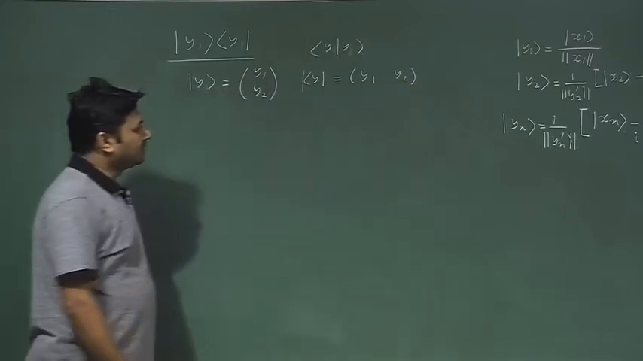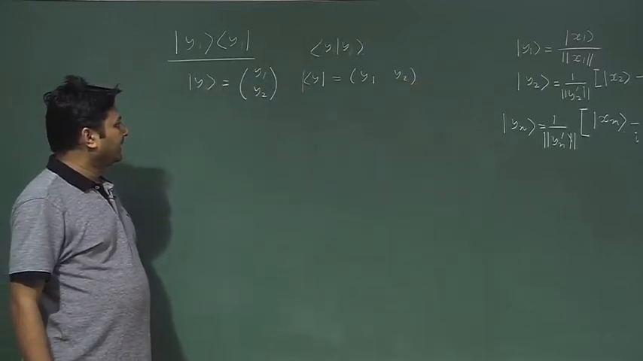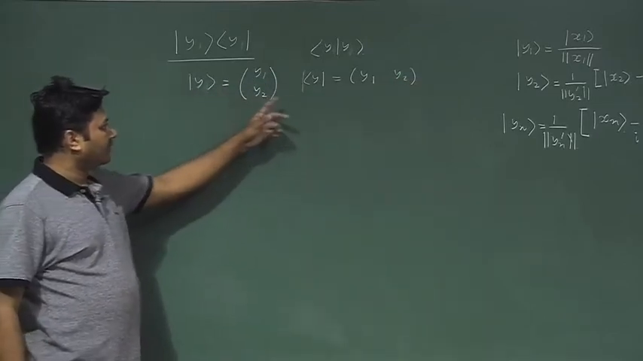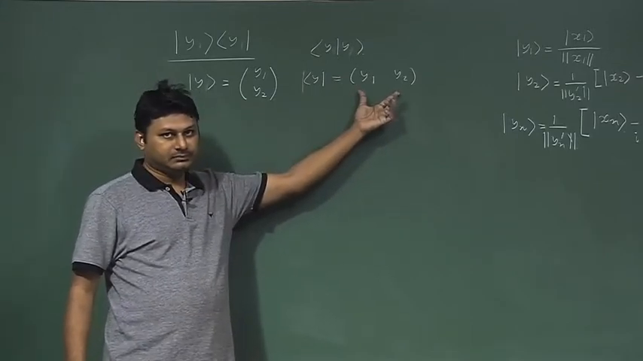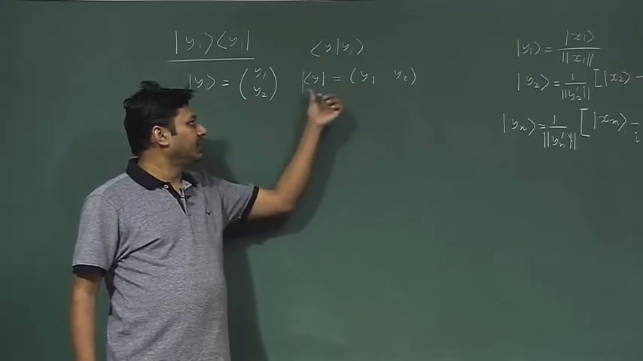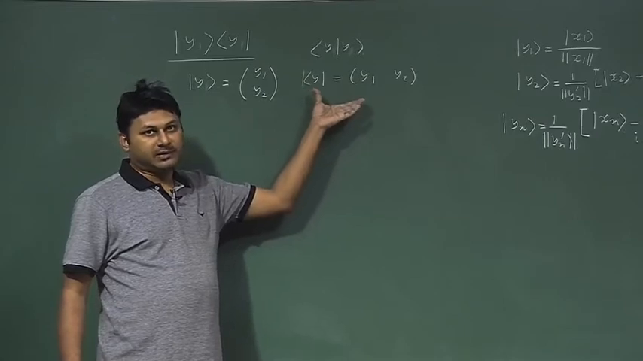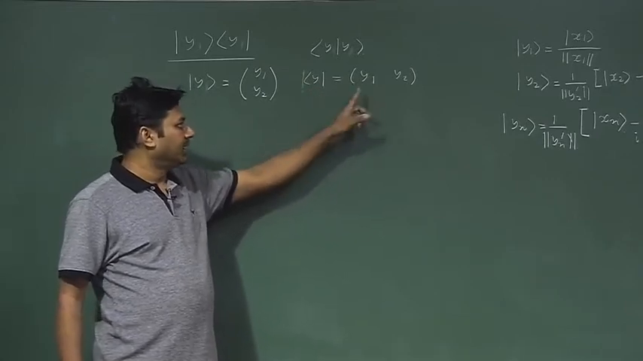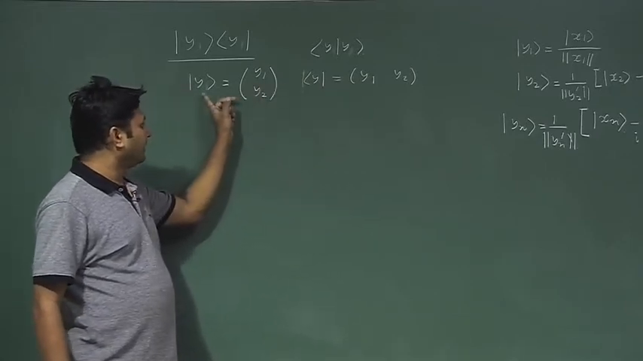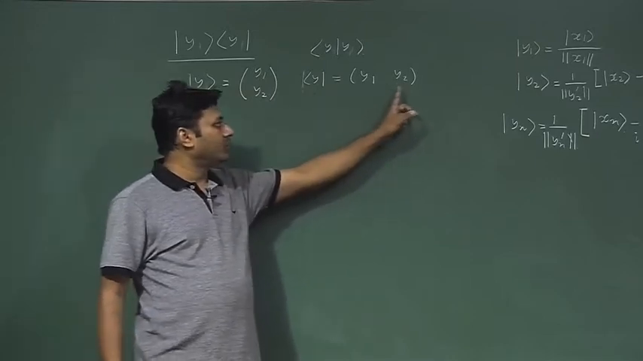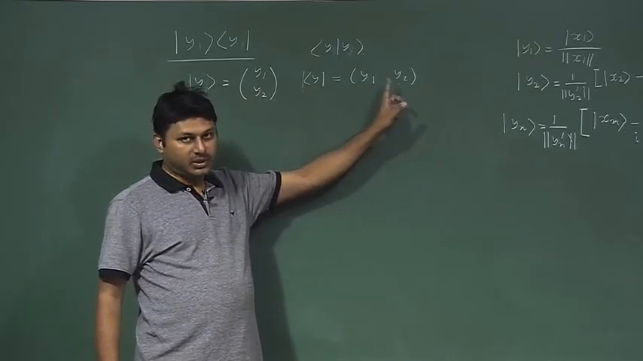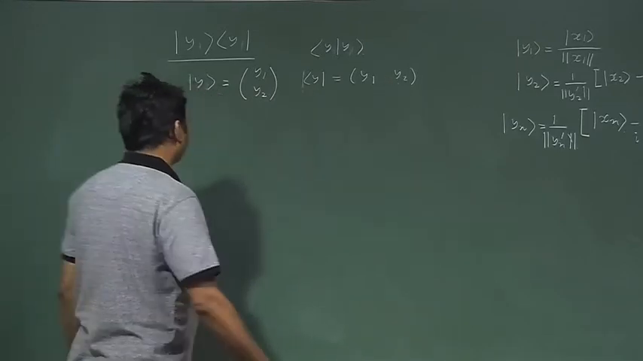I need to write this in this way. Whatever I am writing here comes from the dual space concept, so you know about this. Here, since y is a real vector, I am not going to write the star. Normally, in principle, you should write it with a star.